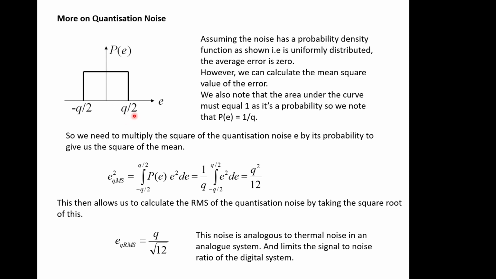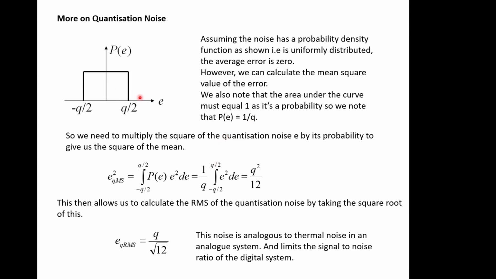And the average error, that's going to be 0 in the middle, but we can calculate the mean square value of this, and we also note that because this is a probability of error, the area under this curve must be equal to 1. And we know that the width across here is q, so the probability error is 1 over q. The height of this curve is 1 over q.